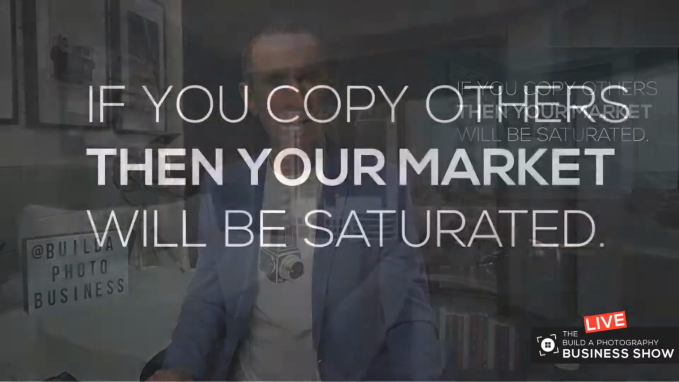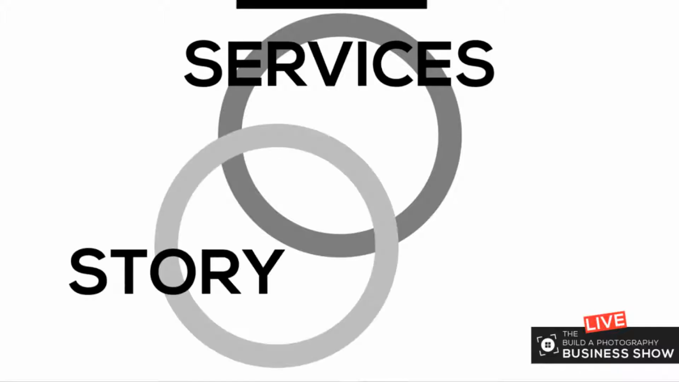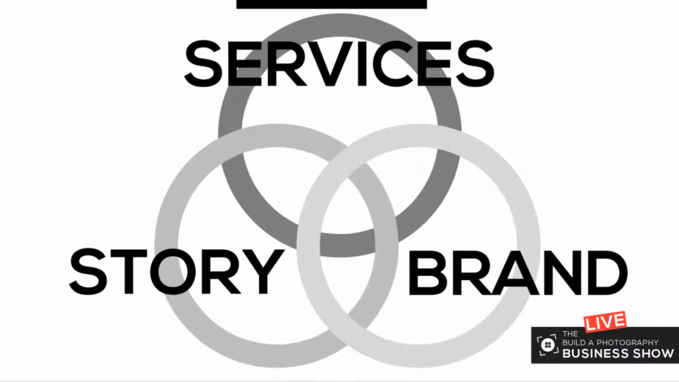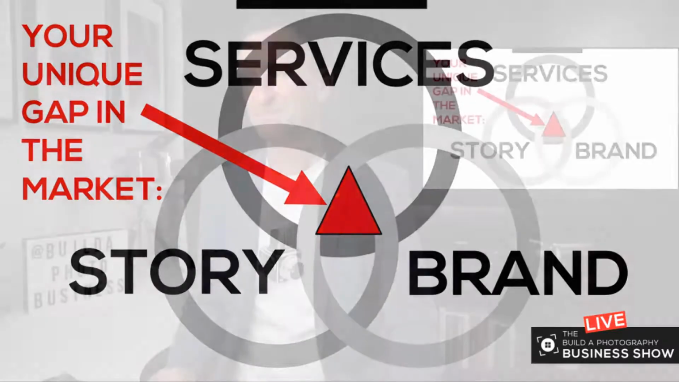And in this situation, I think you want to look at 3 things. One is to look at your services, which is what you deliver to your clients. 2 is your story, which is all about who you are. And 3 is your brand, which is the personality and the position you take in the market. So if we've got these 3 overlapping circles, then the gap in the market is the unique combination that is found where all 3 of these elements meet together. Okay, is that kind of making sense? We'll get into it now in a bit more detail.